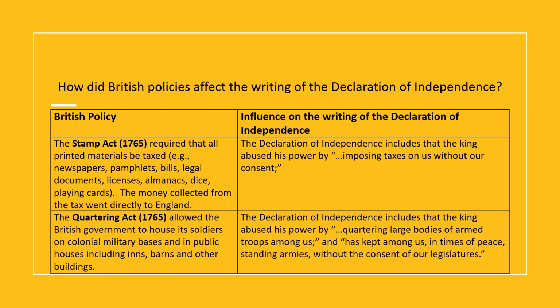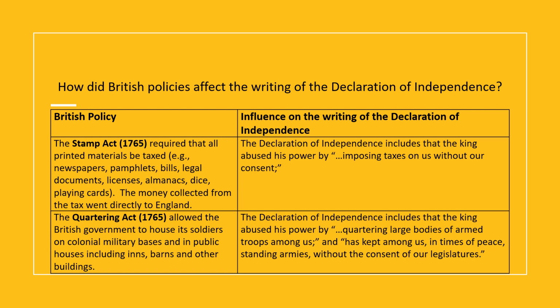On this slide, we're going to be looking at two laws that were enacted in 1765. These laws were enacted by the British government, but they affected only the colonists. The first of these laws was the Stamp Act. The Stamp Act required that all printed materials be taxed, which would include newspapers, pamphlets, bills, legal documents, licenses, almanacs, dice, and playing cards. The money that was collected from the tax went directly to England.